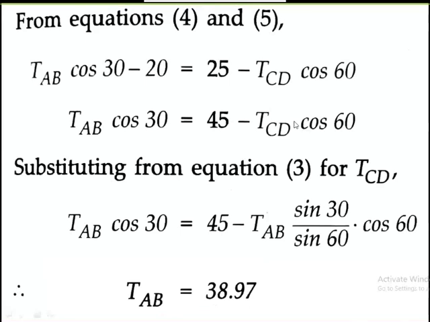From equations 4 and 5, rearranging, I write TAB cos theta is equal to 45 minus TCD cos 60. We will substitute TCD from equation 3, so TAB cos theta is equal to 45 minus the value of TCD from equation 3 into cos 60. Then we will get the value of TAB.